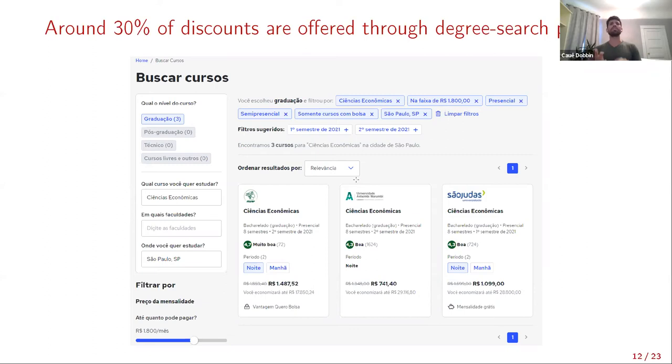I said, I want to study economics in São Paulo. I want to pay at most 1,800 reais. And then they showed me, oh, today you have those three discounts available. And the three discounts are very big, on the order of 40%, some of them even more. And this platform shared the data with us.